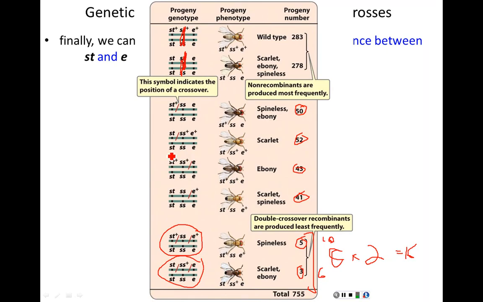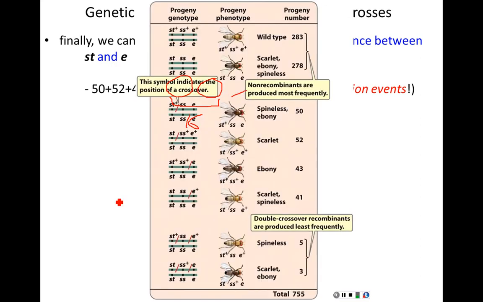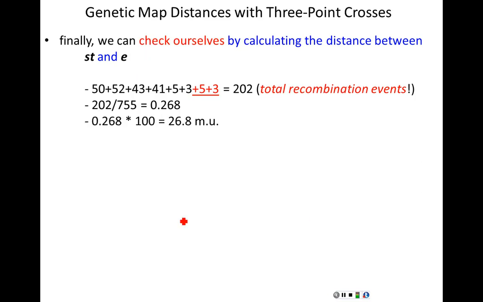total recombination events. We didn't have to do that before because those double recombination events only occurred between S, T, and E. So we do that total. We put it over the total number of offspring, which is 755. So it's our 50 plus our 52 plus our 43 plus our 41 plus 5 and 3 for the first set of recombinations between the two, and then 5 and 3 for the second set of recombinations between the two, giving us our total 16 because they were double recombination events, gives us 202. Put that over our total and we get 26.8.